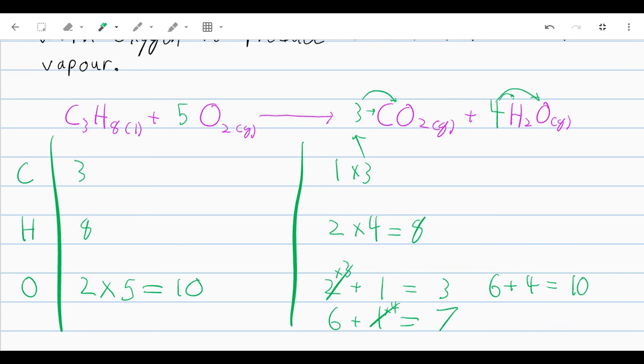Now, what if we tweaked this question a little bit? Instead of propane, what if we used ethane? Ethane's a very similar chemical, C2H6. It will be a gas. We're going to react it with oxygen as well. It's going to become, just like the propane did, carbon dioxide plus water vapor.